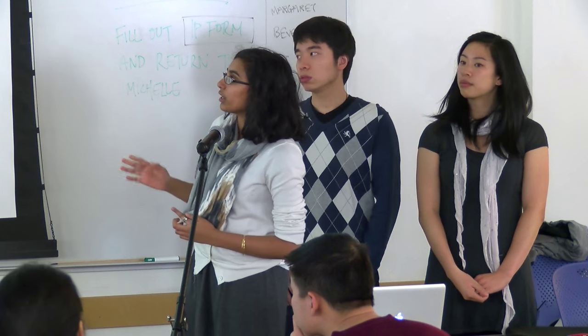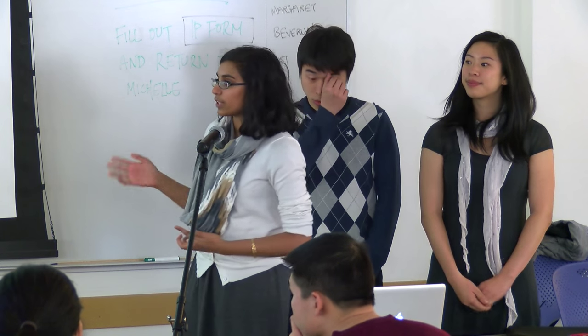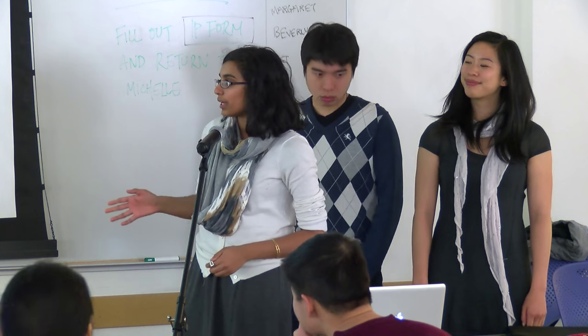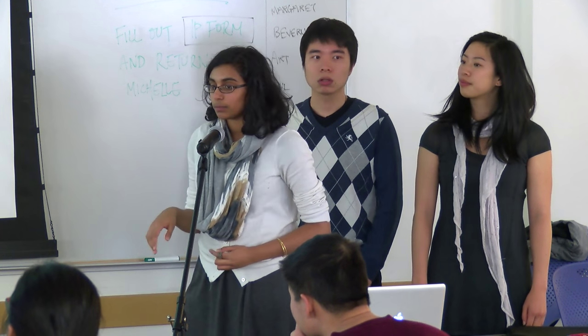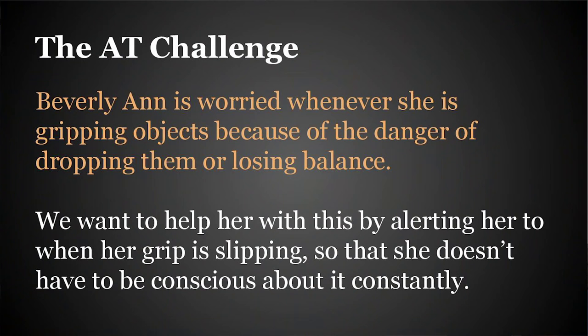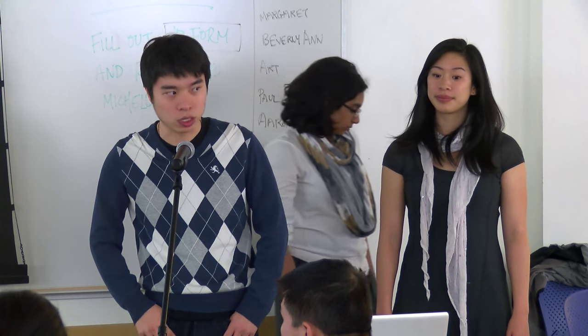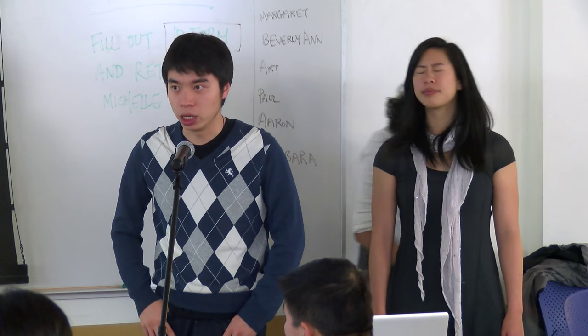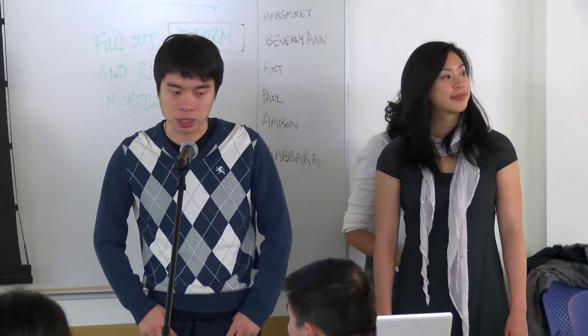And so as a result, she has to really consciously think about actions she performs. This includes picking up and holding on to objects, typing, and walking down stairwells with railings. And you'll see in the next few slides, we chose to focus on the problem with her right hand. So the assistive technology challenge here is that because Beverly Ann is so worried that she's going to drop something whenever she's grabbing it, she becomes less confident in grabbing objects with just one hand. Here we are trying to reinstill her confidence in grabbing objects with her right hand by notifying her whenever her grip is becoming loose.